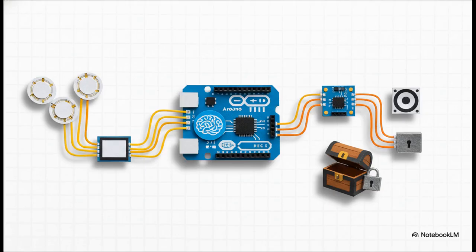To actually play the sound files, a DF Player Mini is perfect. And then for the grand finale, the output, you can use a relay and a maglock to pop open a door or a treasure chest.